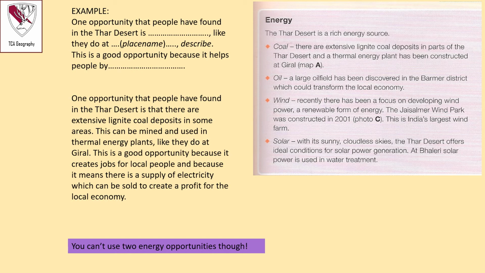So in this example, I've looked at the energy information and I've chosen coal, and I'm using as much information as I possibly can. One opportunity that people have found in the Thar Desert is that there are extensive lignite coal deposits, that's lifted straight from the source. In some areas, this can be mined and used in thermal energy plants, like they do at Giral. So I've described and I've given a place where it's happened.